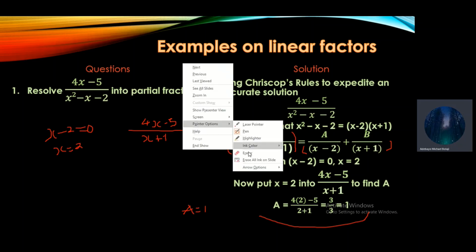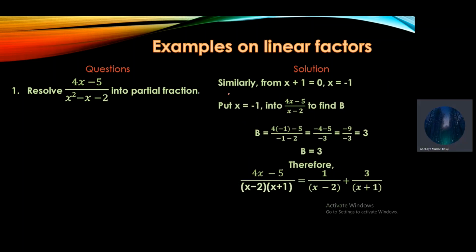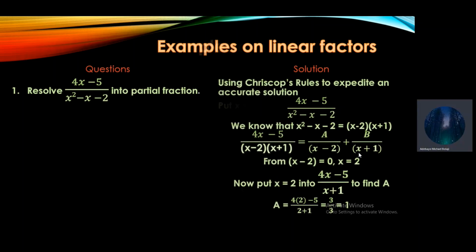Okay, let's clean our work first. Now the value of our B, using the same rule, under B we have factor x plus 1. Can you see it here? We have factor x plus 1. So we just pick out x plus 1 and we equate it to 0. Solving this, we know x will give us what? Minus 1. Then under your expression, you cancel out x plus 1 because you've used it. What does it remain? It remains 4x minus 5 over what? X minus 2. Then you put the value of x, which is minus 1, into this expression, and you get the value for your b.